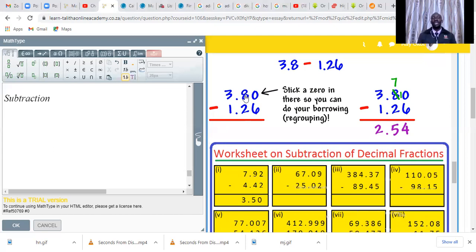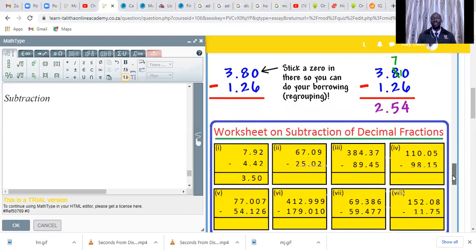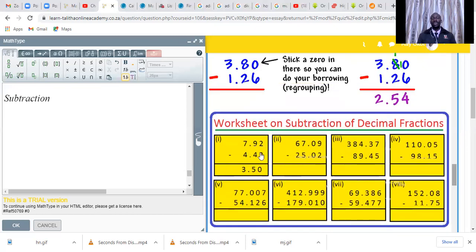Now notice that here we already borrowed 1, so we have 7. The 7, when you take away from it 2, you get 5. And now you have 1 minus 2. You drag the decimal point down, and so 3 minus 1 should give us a value of 2. Yes, that is how subtraction is done. The rule is majorly the same. For example, when we look at this first question, we have what? 7.92 minus 4.42.